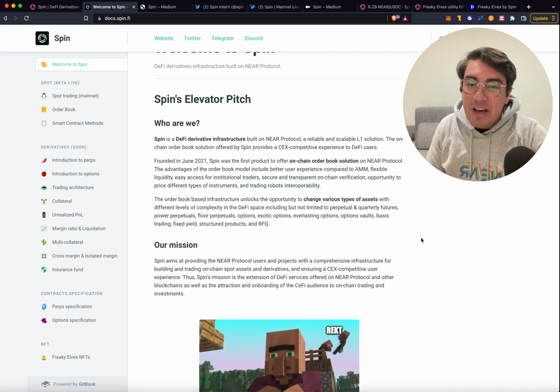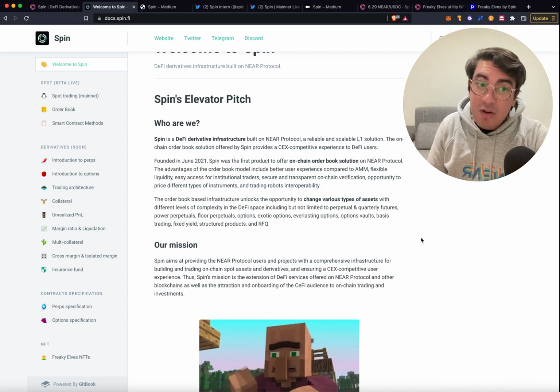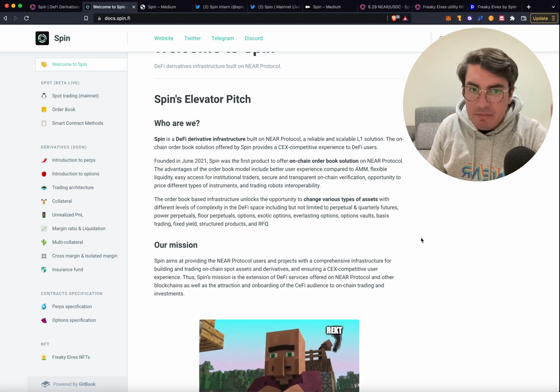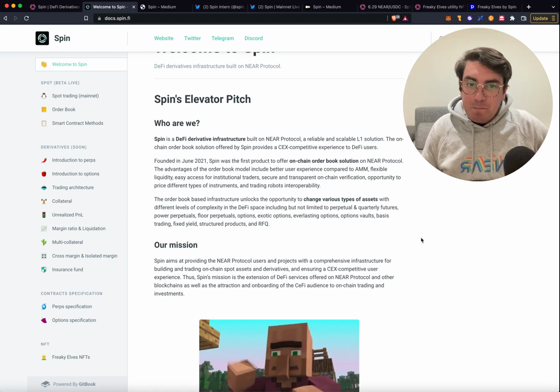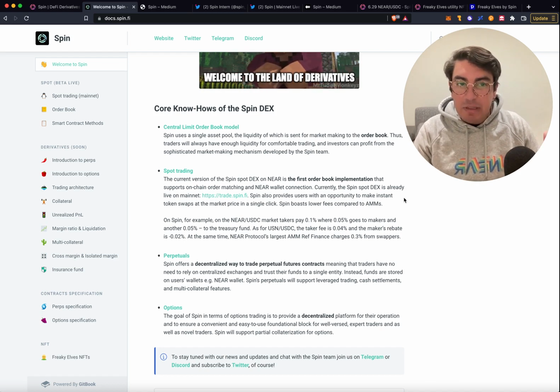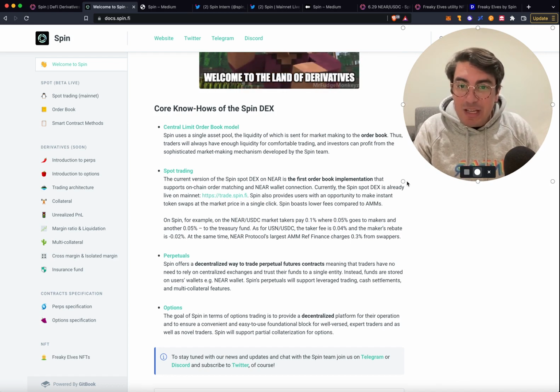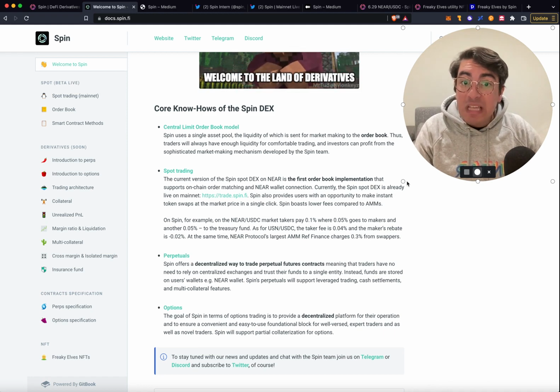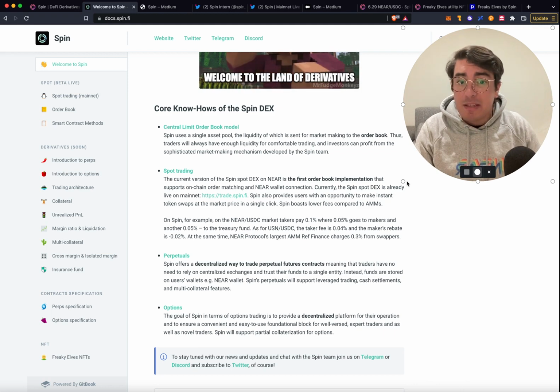There's also Tonic Finance. They have a testnet live now, and they've got a trading competition. We'll be making a video about them soon. Core know-hows of the Spin DEX. And this is where things start getting really interesting and where I was just learning a lot of new stuff. Central limit order book model. Spin uses a single asset pool, the liquidity of which is sent for market making to the order book. Thus, traders will always have enough liquidity for comfortable trading, and investors can profit from the sophisticated market making mechanism developed by the Spin team.